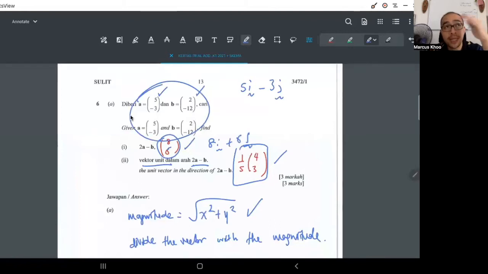Tapi kalau dalam jalan kerja kamu, if let's say kamu mau juga I and J sebab kamu rasa lebih senang, then can lah, go ahead I and J. But just make sure your final answer is the same bentuk. Bentuk yang sama dengan yang ditanya di dalam soalan. Okay, that's a very important point to remember lah when you are answering vector questions.